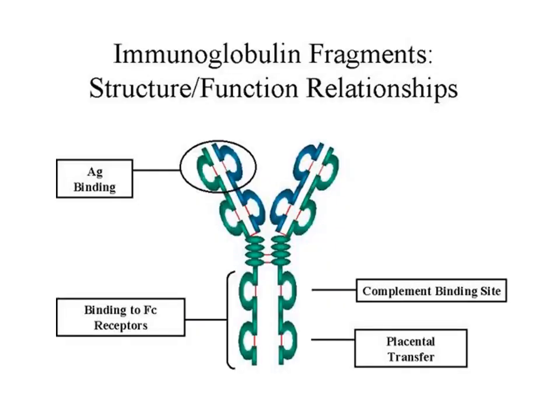Now, after knowing the structure and the function of individual immunoglobulins, let us discuss the function of immunoglobulin as a whole. So the first function is antigen binding obviously, and the others are called effector functions, which comprise complement binding, placental transfer and binding to the Fc receptor.